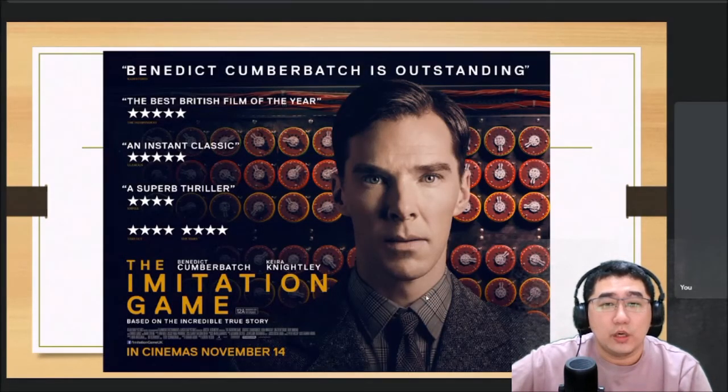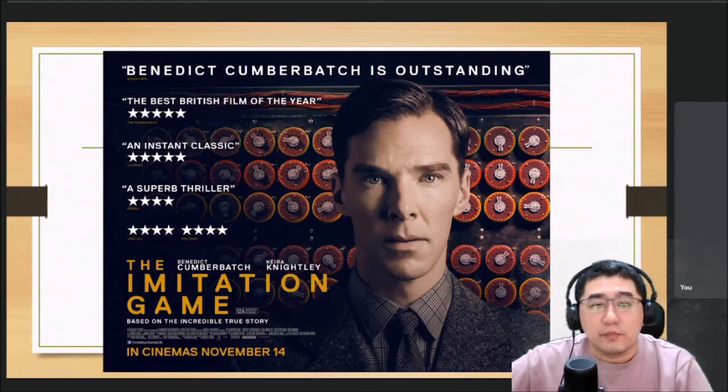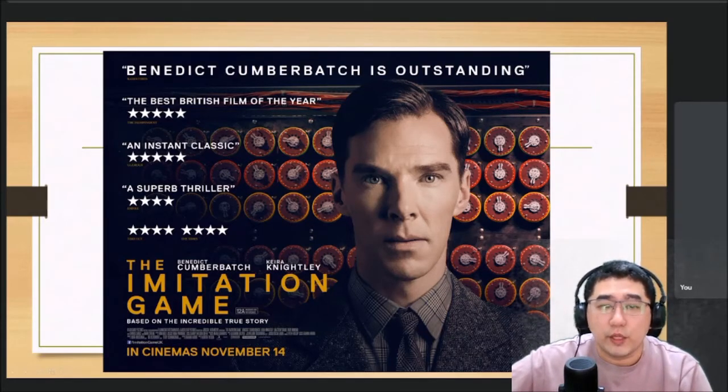For those who know this story, do you know the movie The Imitation Game? This movie is about how Alan Turing built the first computer in the world and helped the Allies win World War II. In the movie there are still a little bit of entertainment elements, but for those who really want to know more about the history, you can read more online. Try to Google it.